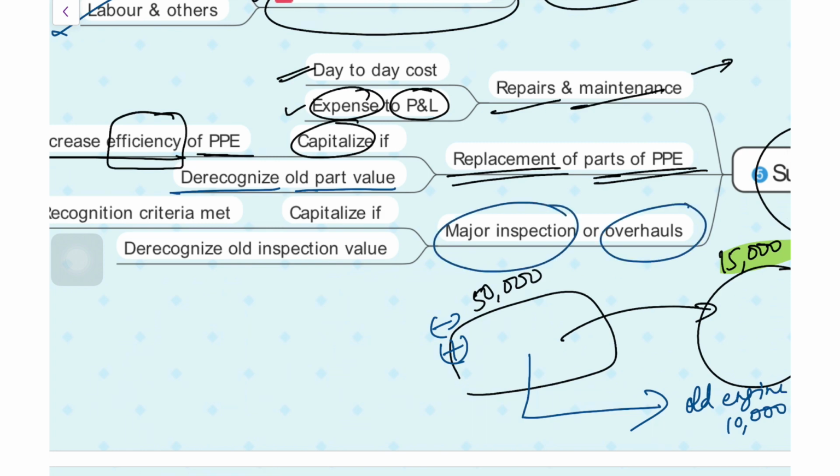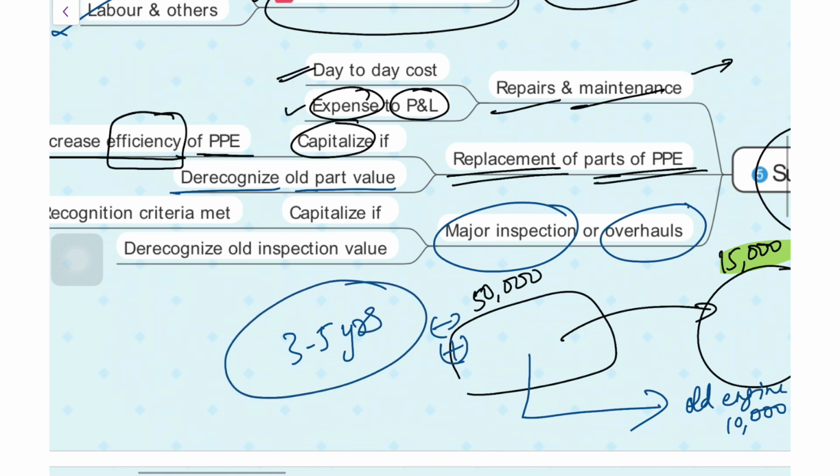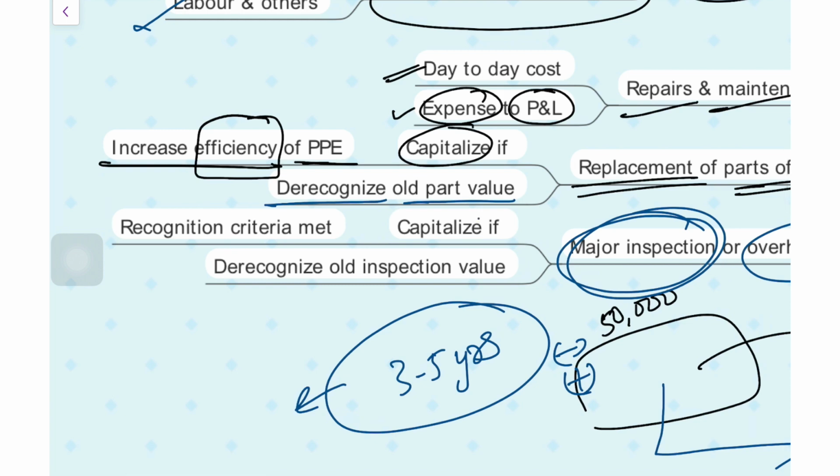Next we are going to see major inspection or overhaul. In the airline industry, for example, every 3 to 5 years they do a full inspection of the airplane and check each and every minute part. Because of this major inspection, any mishap that could have happened in the future can be stopped. This major inspection will also be of big value, and you will incur a lot of cost.